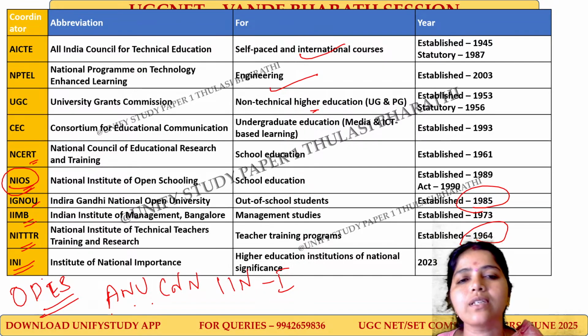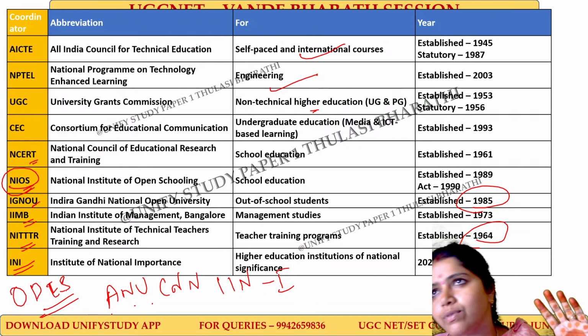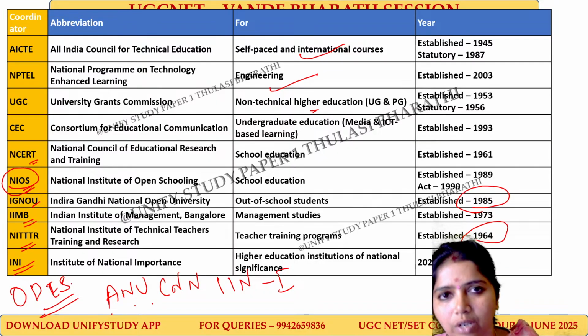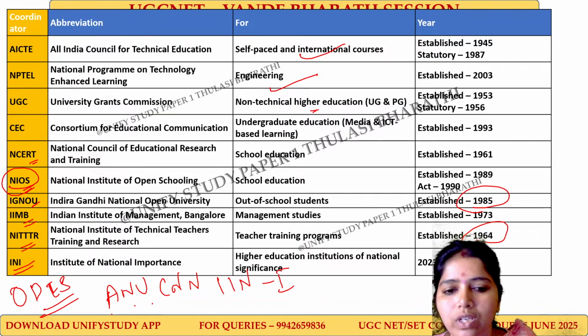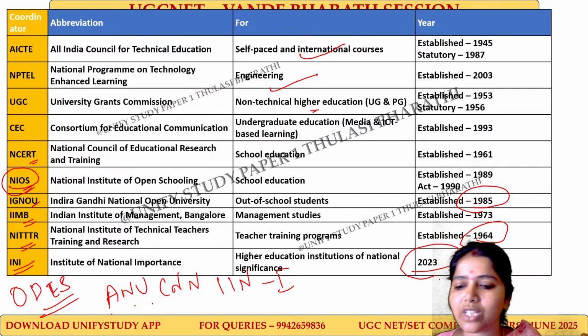And the last one is Institutes of National Importance. We have nearly 169 Institutes of National Importance. Among them, Banaras Hindu University and Aligarh Muslim University have been the coordinators for organizing these programs, organizing the courses. And this was established in 2023. Clear? Right. Very good.